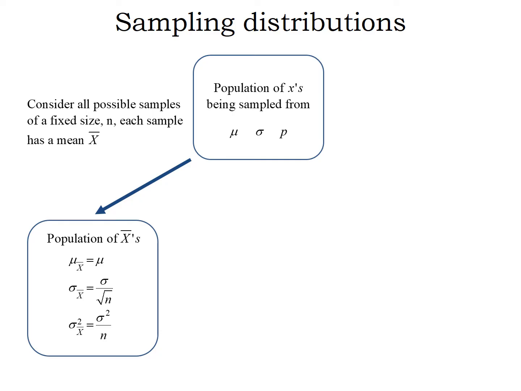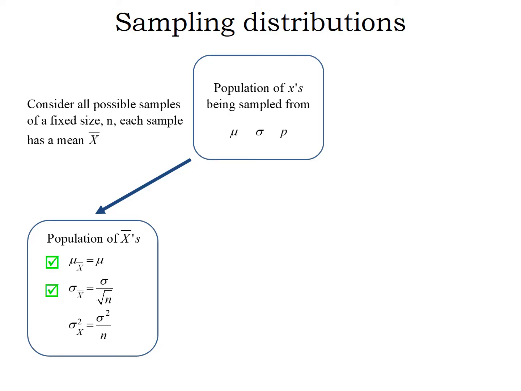So there is a mean of the sample means. That's the average of all possible sample means. And that is equal to the mean of the population that the samples were taken from. The population of X bars is going to have its own standard deviation, which is directly related to the standard deviation of the population we're sampling from.